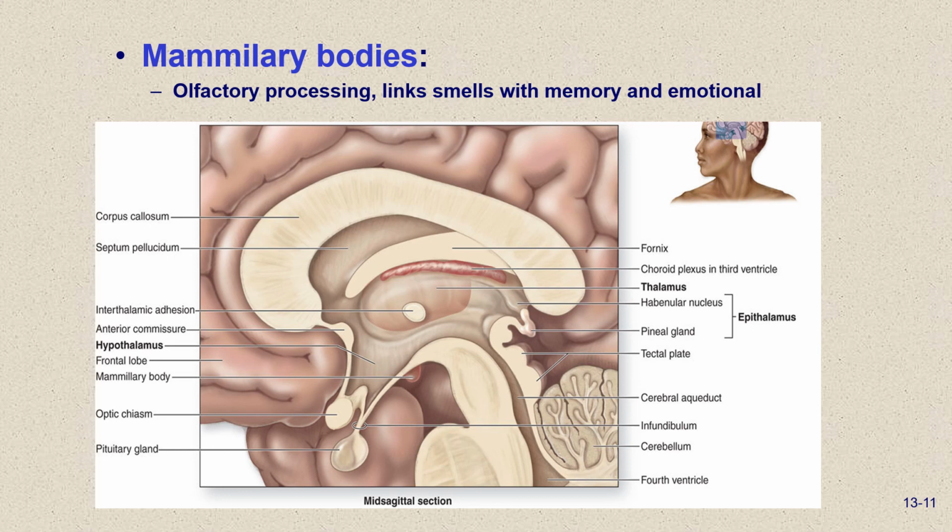And lastly, we have the mammillary bodies. The mammillary bodies are a pair of knob-like or nub-like structures located on the inferior surface of the diencephalon. You can see them externally if you look at the brain in inferior view. And they're involved with processing olfactory information. The term olfactory refers to your sense of smell. Your sense of smell, as well as linking smells with different memories, associations, and emotional responses.